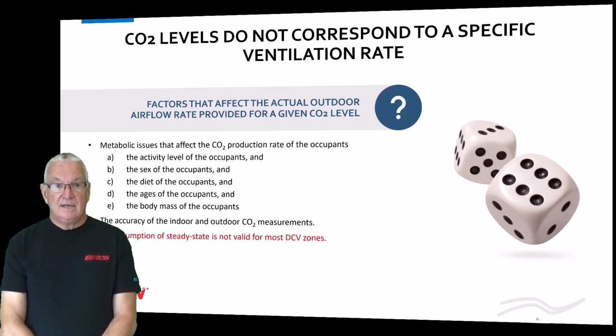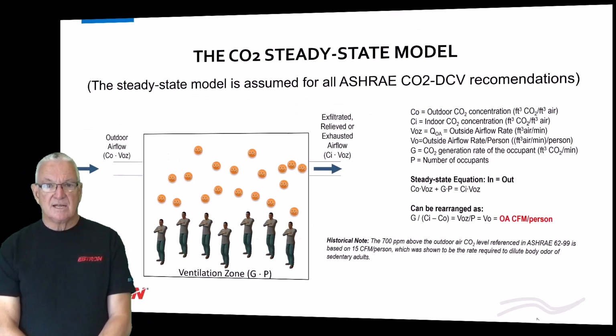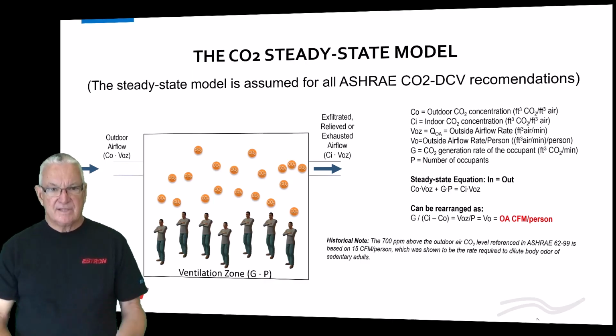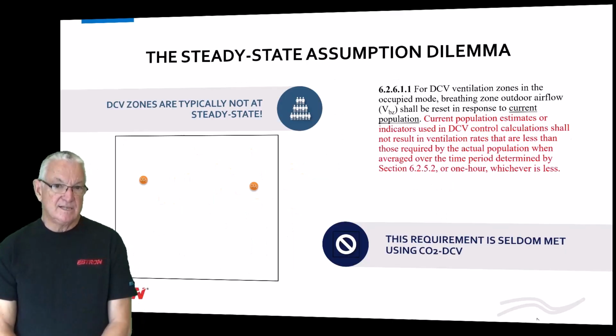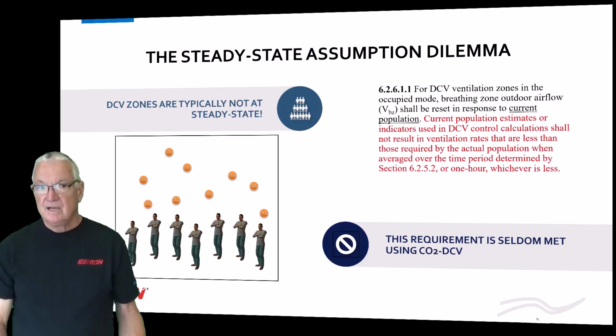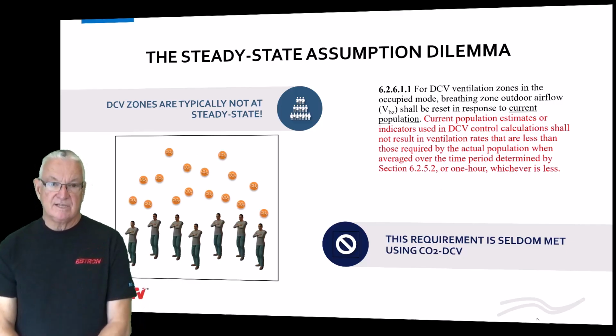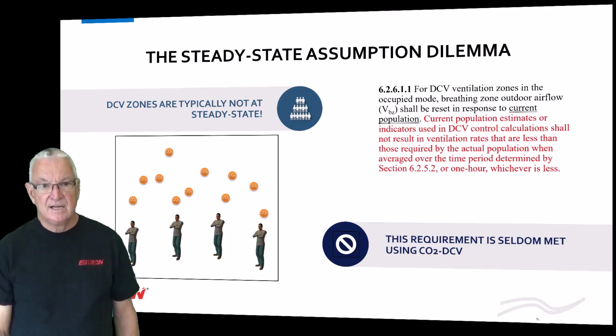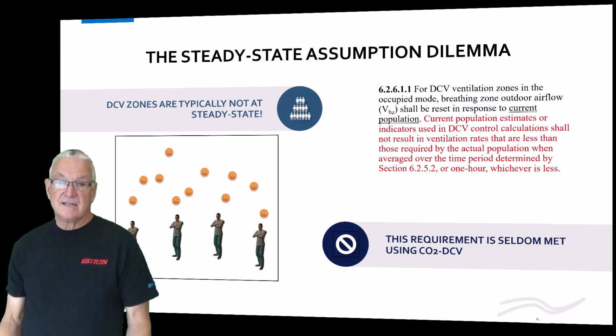And then we have the assumption of steady state, okay? And when we get into the assumption of steady state, here's the deal. You've assumed that the number of people in the space and everything is constant, but the reality of it is it's not. You have people come in, then the CO2 level increases based on the volume of the space. People leave, then the CO2 level decays. You're not at steady state, okay?